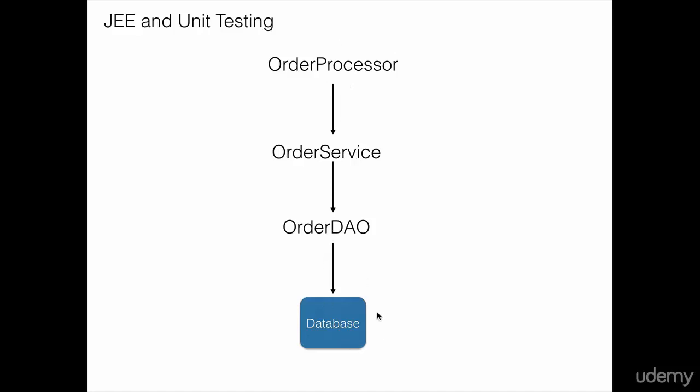Then it will become an integration test. To unit test the order processor, we will be mocking out the order service. Similarly, if we are unit testing the order service, we will be mocking out the order DAO. And if we are unit testing the order DAO, we will be mocking out all the JDBC API calls or even the Hibernate calls, depending on what you are using for your database access. The idea is that each layer is unit tested on its own and it works as expected.